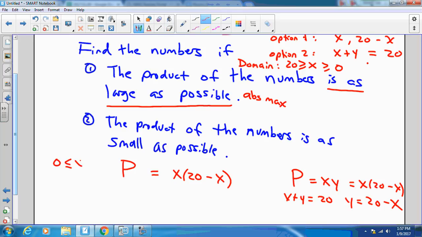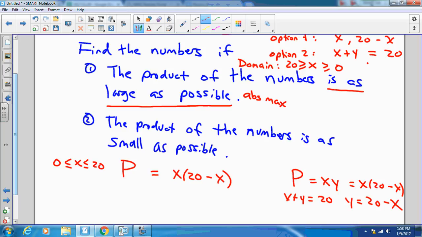And of course, the domain for this formula is all x values between 0 and 20. Are we good? Now we have put this problem into a form that we know how to deal with. We have a function of one variable with a domain.